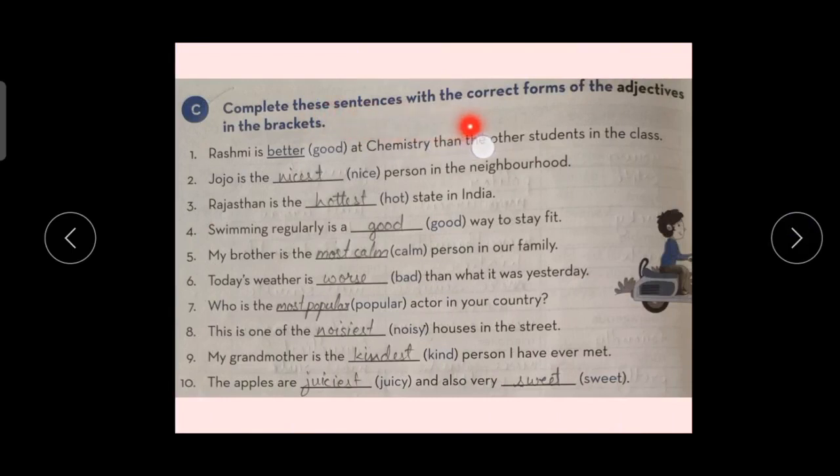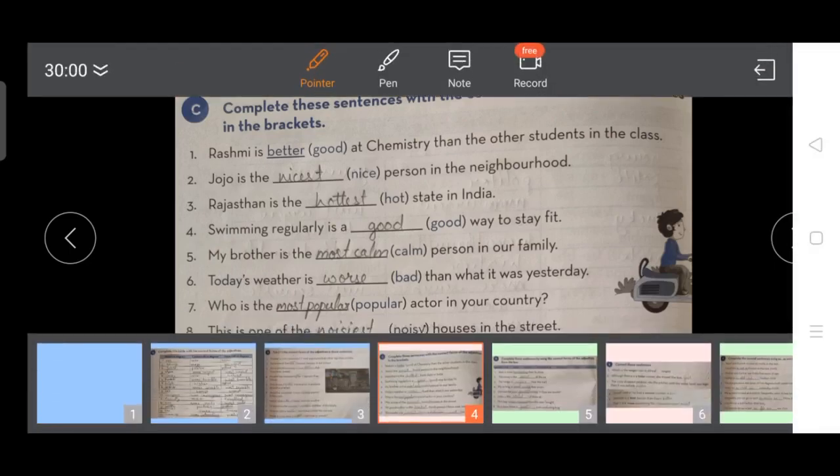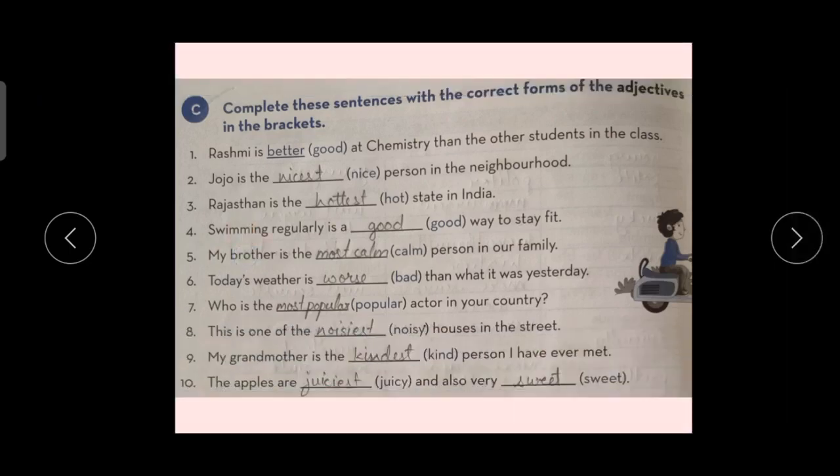Complete these sentences with the correct forms of adjectives in the brackets. Rashmi is good. The correct form of comparison is better. Better at chemistry than the other students in the class. Jojo is the nicest person in the neighborhood. Rajasthan is the hottest state in India. Dear students, we will follow the rules of comparative and superlative degree to form the correct adjective to fit in these fill in the blanks.